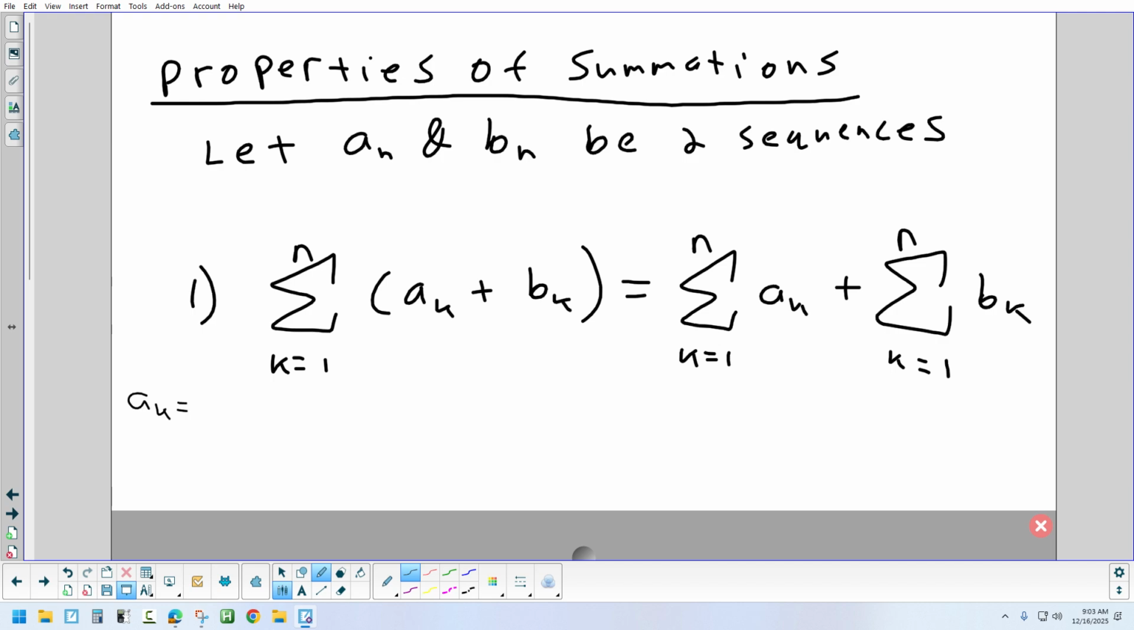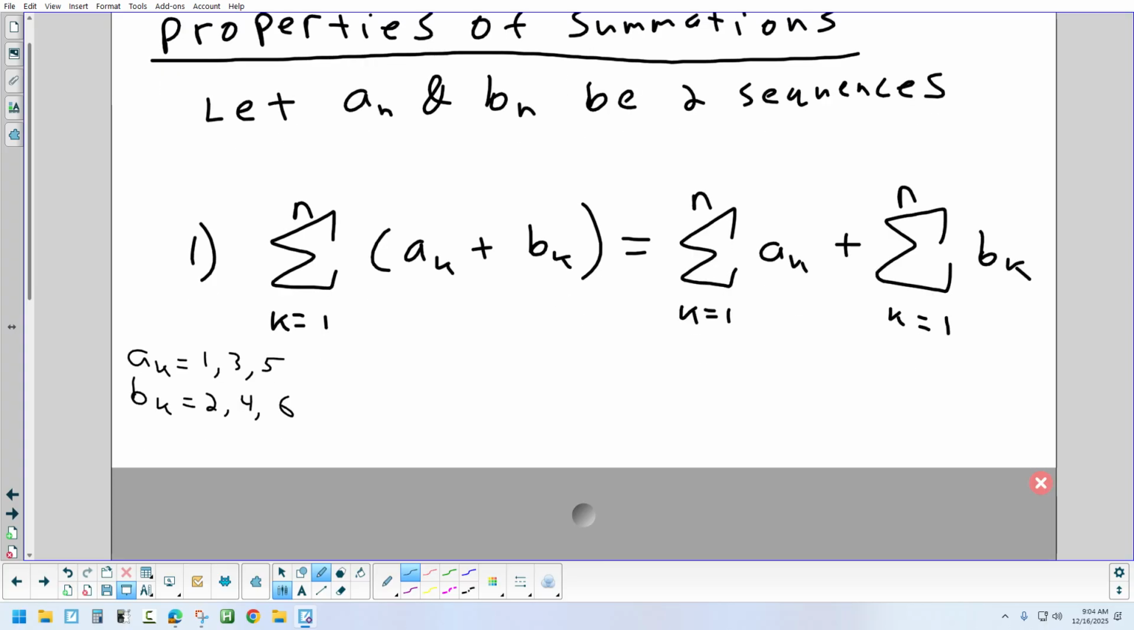Let's suppose a sub k was the sequence 1, 3, 5. Just a very short sequence. And b sub k was the sequence 2, 4, 6. I want to add these sequences together, and I'm going to do it the way that's on the left first. If I do it the way that's on the left, I have parentheses, that means I'm going to do what's inside the parentheses first. I'm going to add all the numbers in sequence A to the numbers in sequence B.